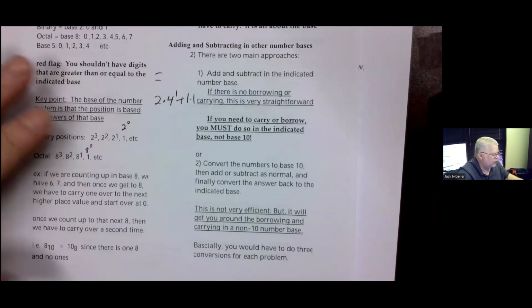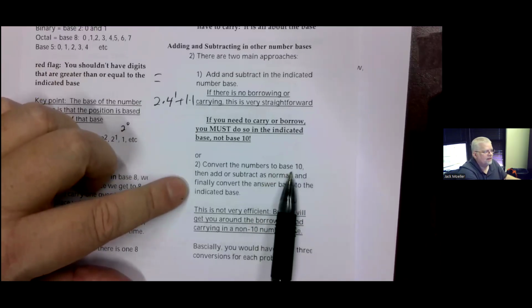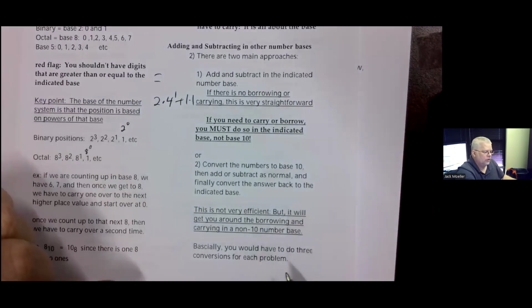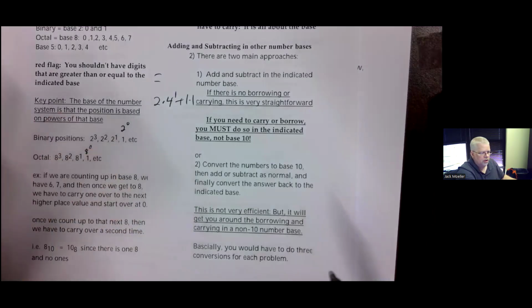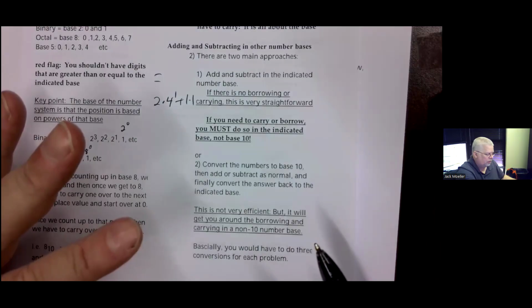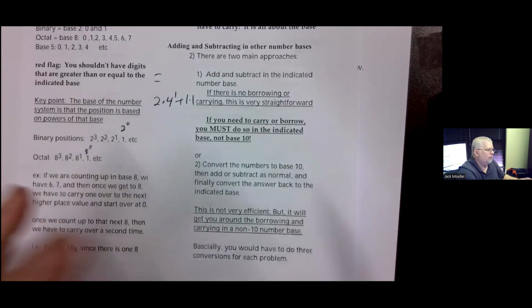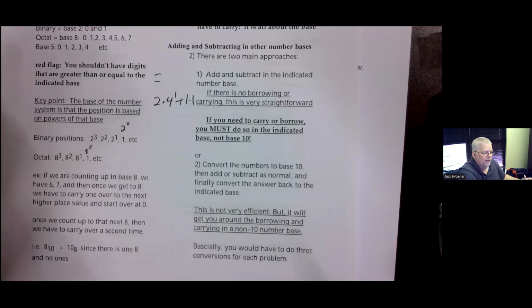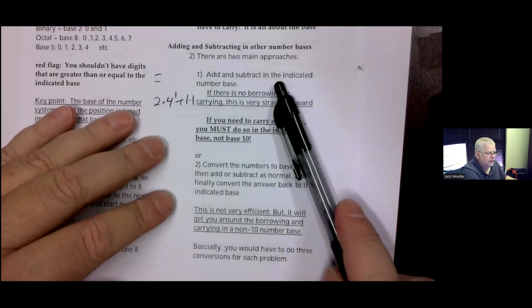If this borrowing and carrying really throws you off, you could actually convert your numbers to base 10 before you add or subtract, then add and subtract as normal because you're used to doing it in base 10, but then you have to convert your answer back to the starting base. This is definitely not very efficient, because you have to basically do 3 converting problems all in one add or subtract problem. But it's the long way, and it works, and it lets you borrow and carry as normal in base 10. But I definitely want you to try to get used to borrowing and carrying in other number bases.